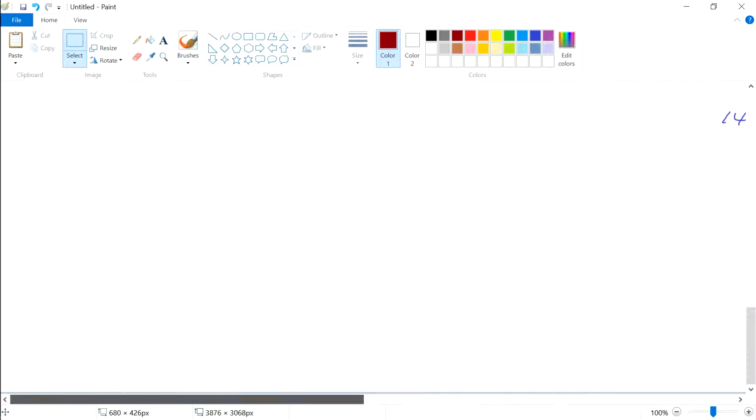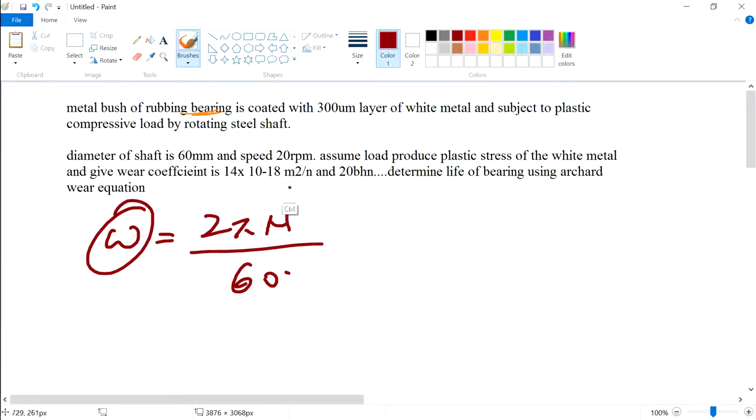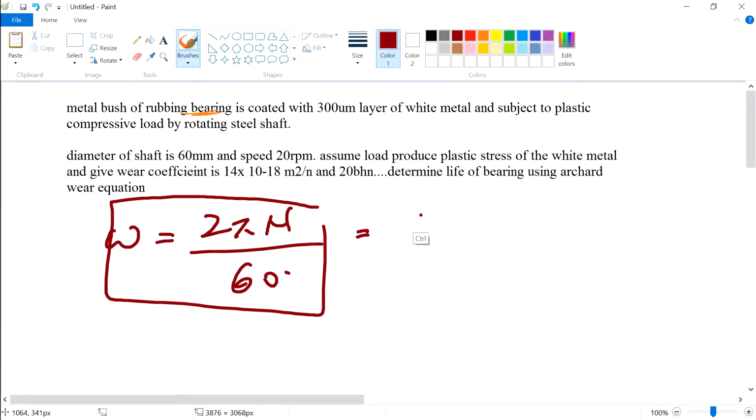So in order to solve for this, you need to take note of the 20 rpm. The angular velocity omega is equal to 2 pi times the number of cycles divided by 60. In order to find your angular velocity, this is the equation. The 20 is the number of revolutions per minute, and dividing by 60 puts it in terms of seconds. So this is another equation you need to put inside your pocket.